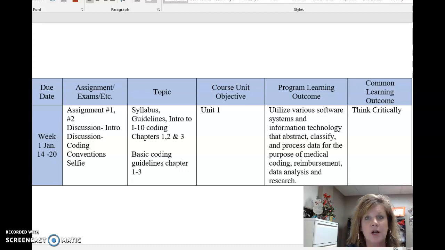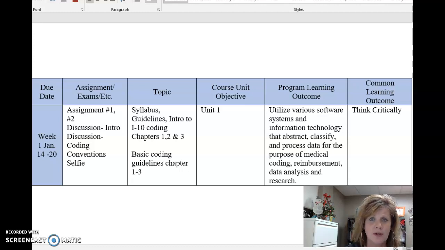We're going to cover Unit 1. Our program learning outcome is to utilize various software systems and information technology that abstract, classify, and process data for the purpose of medical coding, reimbursement, data analysis, and research. And our CLO is going to be Think Critically.